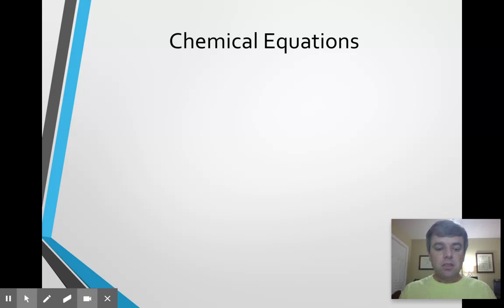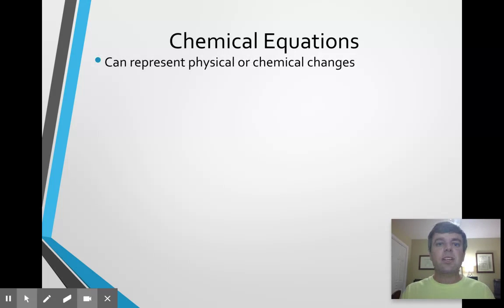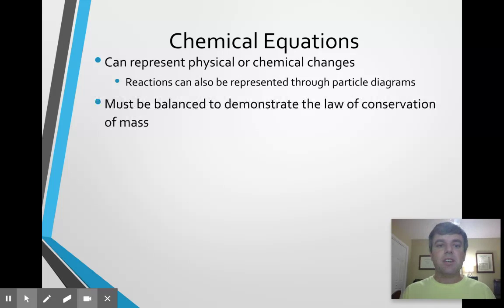Now, the last thing we're going to look at for today is chemical equations. You can use a chemical equation to represent physical or chemical changes. You can also represent them with particle diagrams. And chemical equations, as you already know by now, must be balanced in order to demonstrate the law of conservation of mass. Tomorrow, we'll start things off with ionic and net ionic equations.